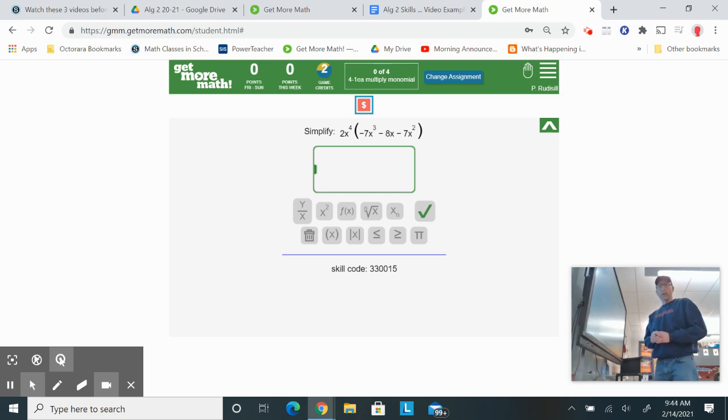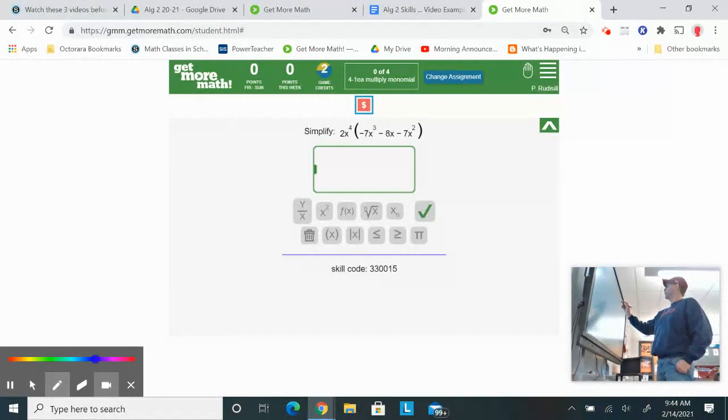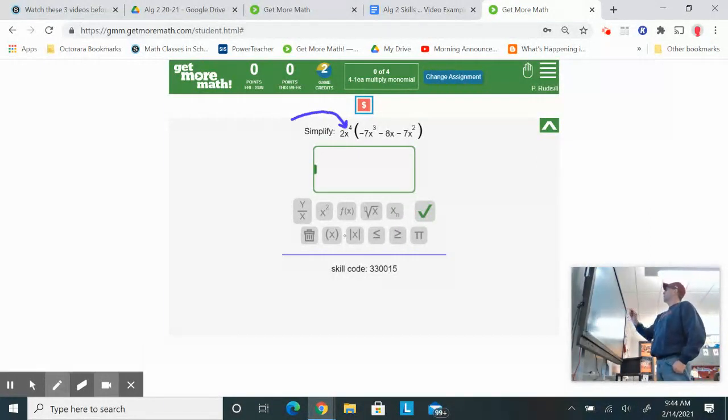Okay, in this video, we're going to go over how to multiply a monomial by a polynomial. Now, a monomial is a one-term polynomial, and a polynomial could be any number of terms. As you see in this example, grab a pen and tool, you have 2x to the fourth power, being multiplied by this trinomial.